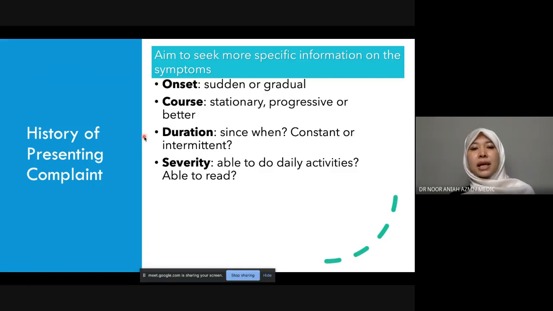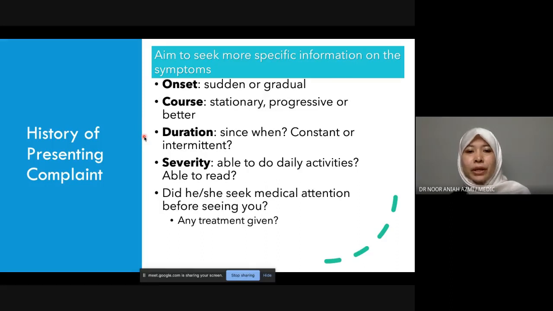How severe is it? Does it affect their daily activities? Is the patient still able to read? All of this is very important, okay? In the management of the patient, then we know how aggressive we want to act. Is it bothering their daily activities?